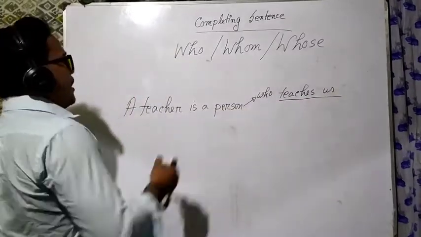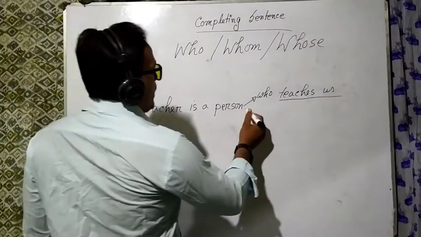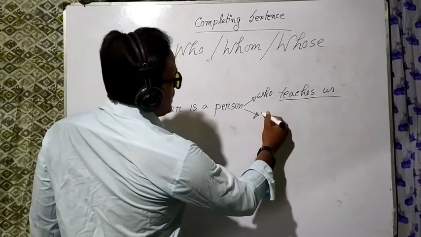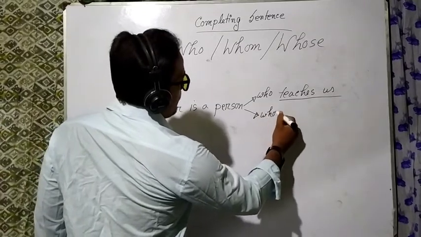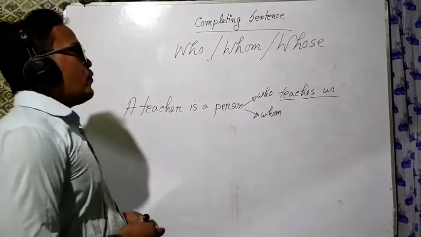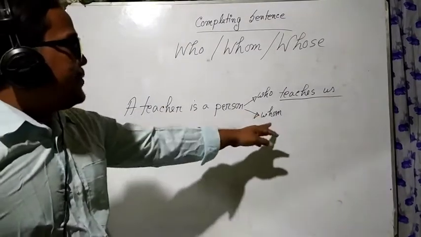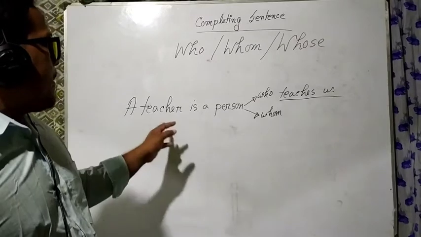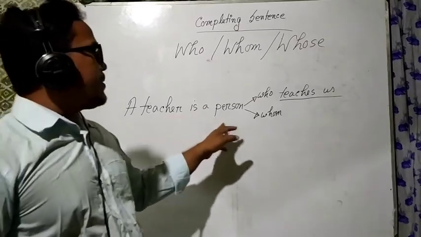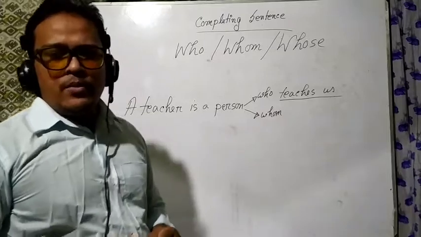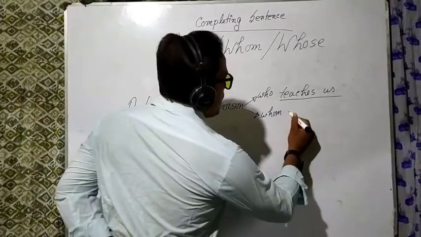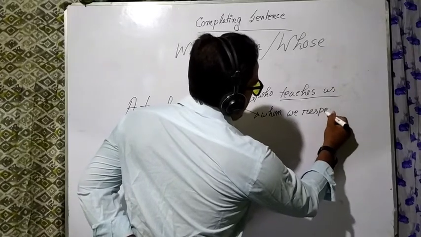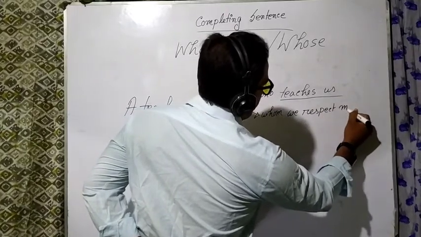But when we see at the last of the incomplete sentence whom, then we have to use a subject which has no relationship with the antecedent. A teacher is a person whom we respect most.